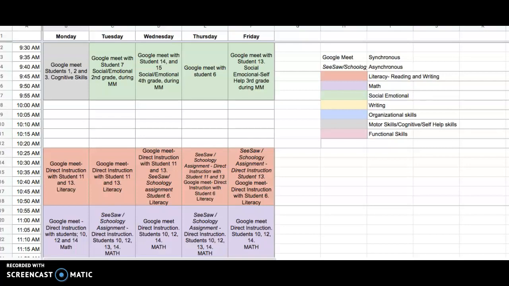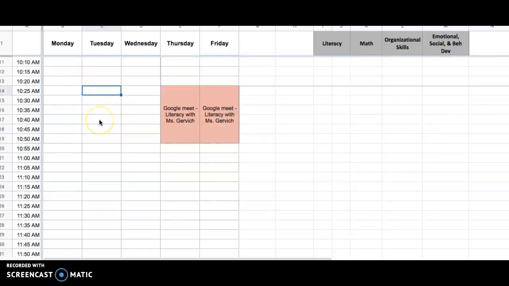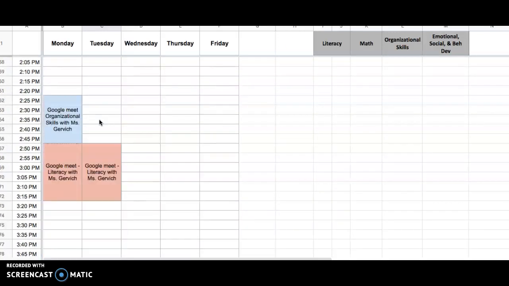Then we have the teacher schedule. This is going to be my schedule. So I have my day starting at 9:30 because the particular school that I picked starts at 9:30, Monday through Friday. And then the last tab is the student schedule. I picked student number 6, and what his minutes are and what his schedule would look like.